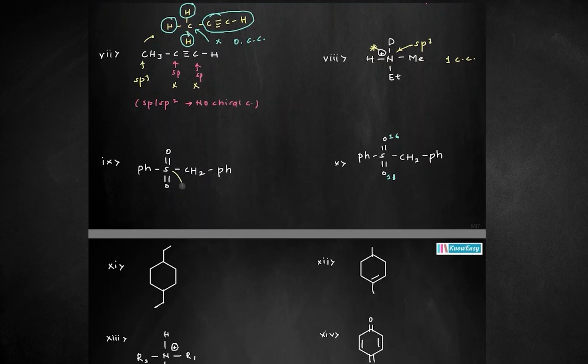So this sulfur being sp3, it will not be a chiral center. So the number of chiral centers in this compound will be 0. Okay, now look at this particular question. Same molecule. Just what we have done is we have added this oxygen-16 and this oxygen labeled as oxygen-18, meaning these are isotopes, and you know that we will consider isotopes as different groups.